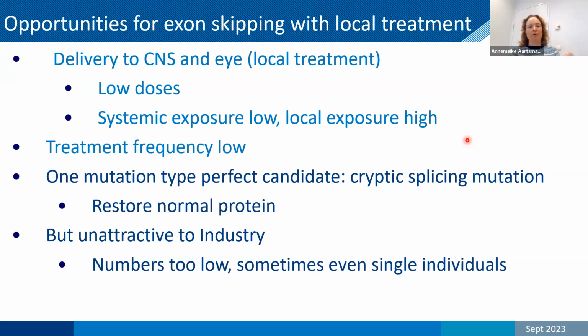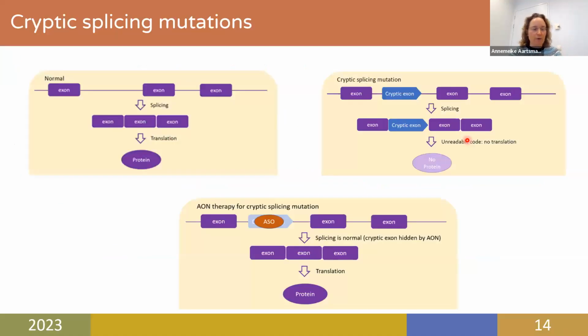So the top part I just mentioned, but then when we realized this as academics, we said, well, there's one type of mutation. If we work on exon skipping, there's one type of mutation that is really the perfect candidate for exon skipping, and that's the cryptic splicing mutation. And I'll show you here what it is.